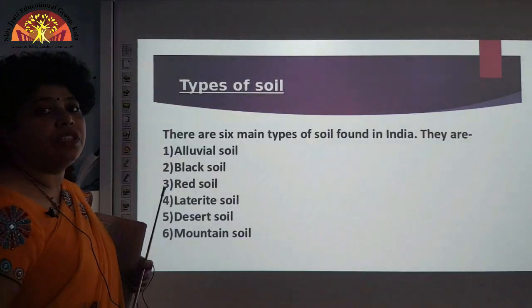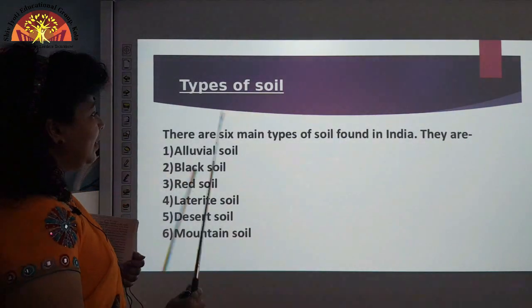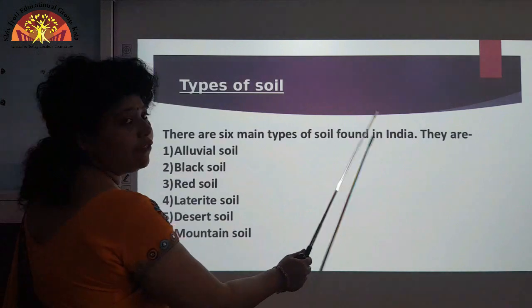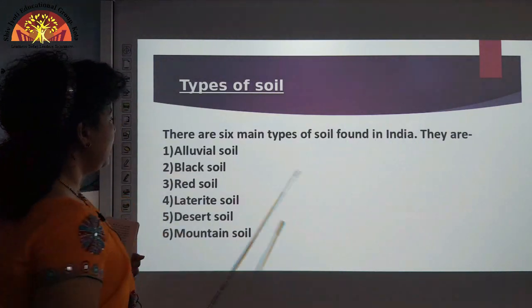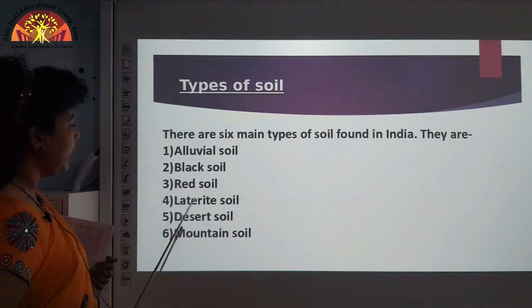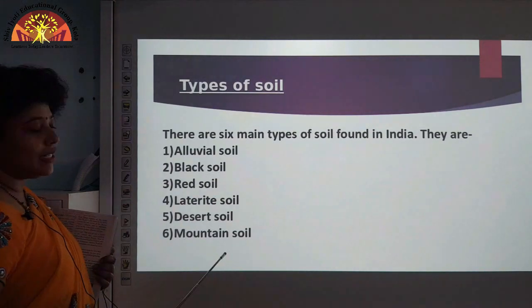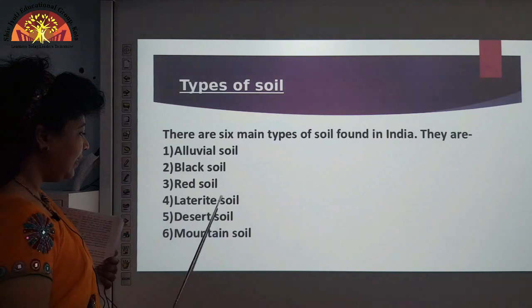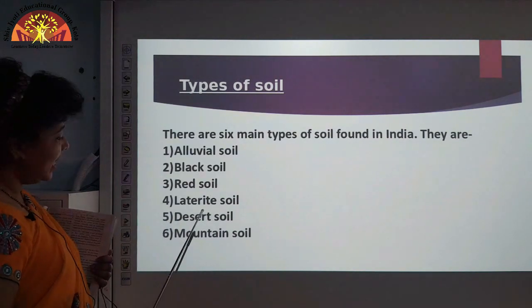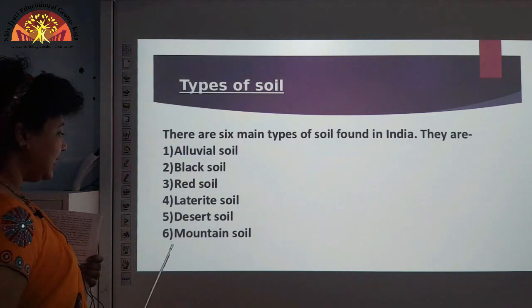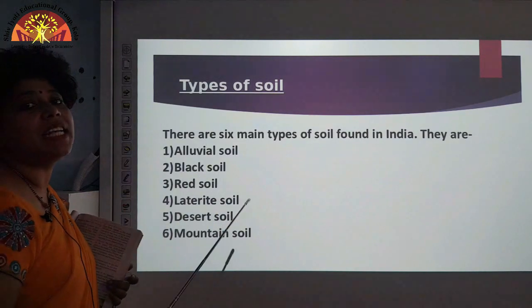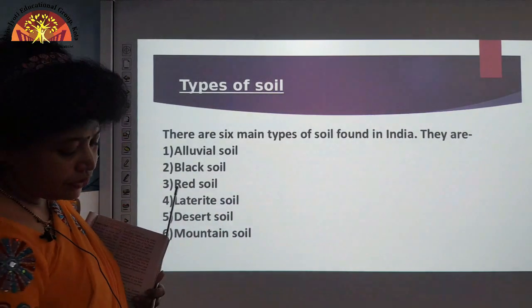Now let's come to the different types of soil. There are 6 main types of soil found in India. They are 1. Alluvial soil, 2. Black soil, 3. Red soil, 4. Laterite soil, 5. Desert soil, and 6. Mountain soil. So these are the 6 different types of soils.